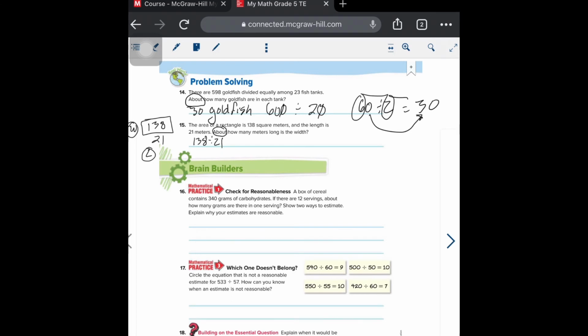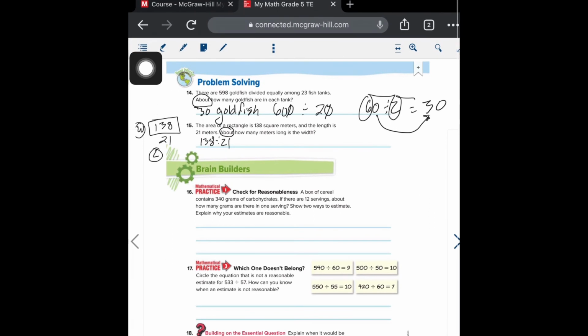So estimating the divisor, which is the 21, we need to estimate that first. It would be 20. Now we find a compatible number. Looking down the 2's column, what would work well with 138? Maybe 140, because it's even. Then I can take off a 0. Then I have 14 divided by 2 equals 7. So 7 would be what my missing length is over here, 7. And I need to write down what it is I'm measuring, and I'm measuring meters.